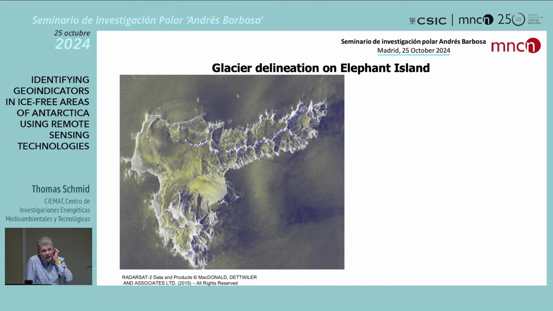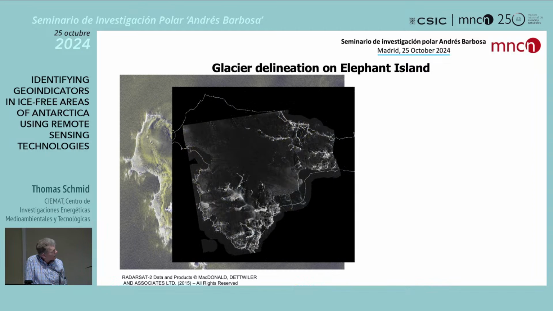We can also use radar, which is really good for delineating glaciers. Here we're on Elephant Island. This is the so-called Endurance Glacier. Maybe it reminds you of Shackleton and his voyage. But what we've seen is that from the original glacier extent in the 50s to nowadays, it's been receding. It's a glacier which went into the sea, and nowadays it's on land.